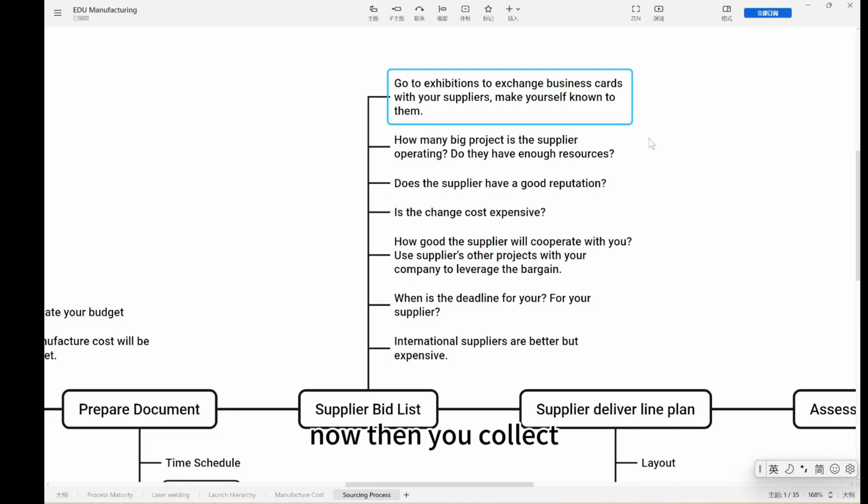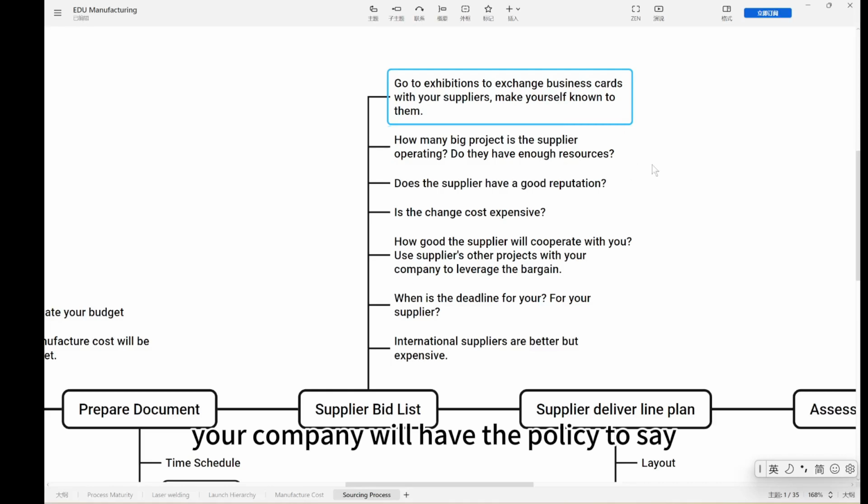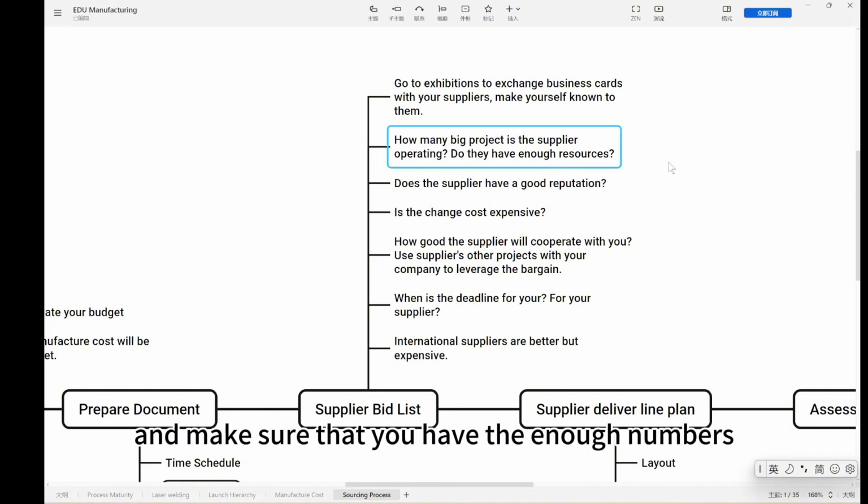Then, if your project is very big, you collect maybe 5 suppliers or more. Your company will have a policy saying at least how many suppliers have to be in the final round of the bidding, so you will eliminate maybe 2 or 3 suppliers, or 20% or 30% of the suppliers, during the bidding. Make sure that you have enough numbers.